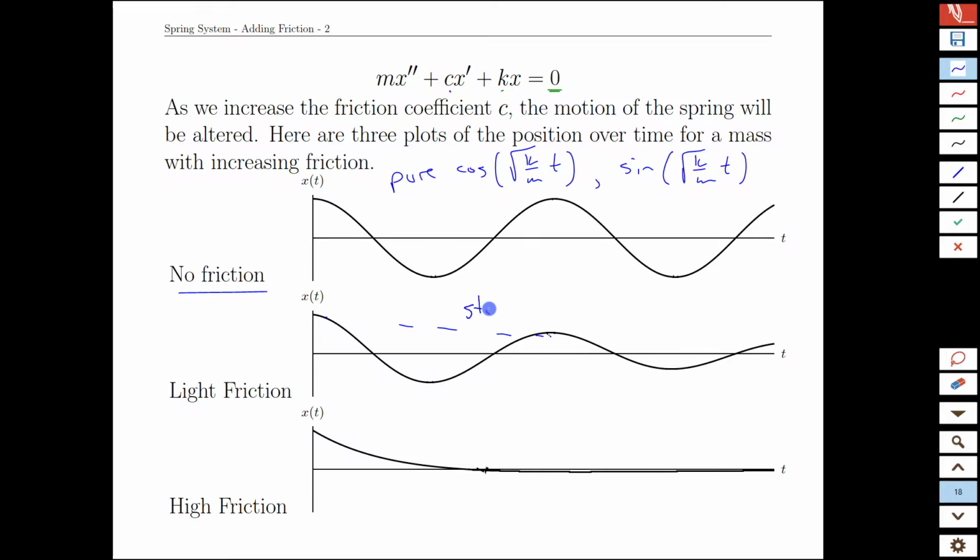So still oscillations, but with decreasing amplitude.